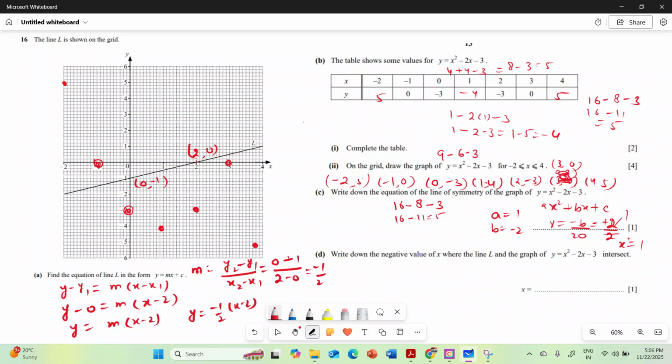So the last point, write down the value of x in the line, the negative value. So here this is the negative value of x. Here the line intersects at this point. So the point is negative 1 and 0.